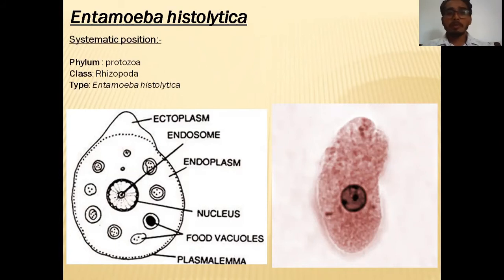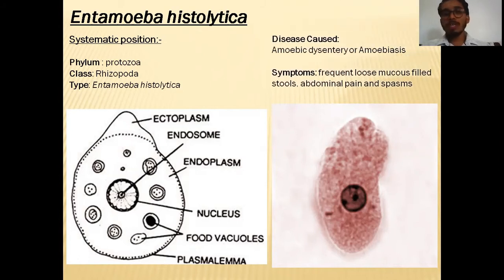Moving on to the systematic position, it belongs to kingdom Protista, phylum Protozoa, class Rhizopoda, and the type specimen is Entamoeba histolytica. So you should remember this word, Entamoeba histolytica. Now moving on to the disease.